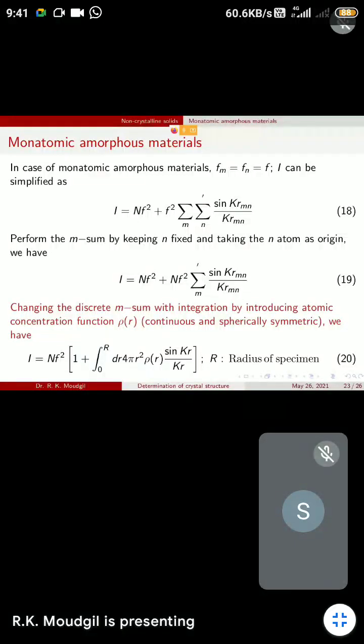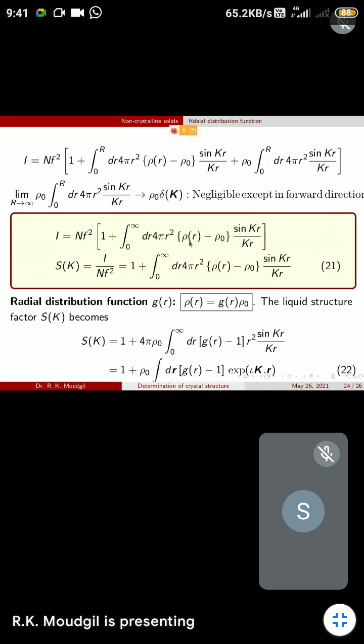naught, which is the average concentration function, rho naught. Rho naught is obviously the total number of atoms in the specimen divided by the total volume of the specimen. So we add and subtract rho naught to rho r.